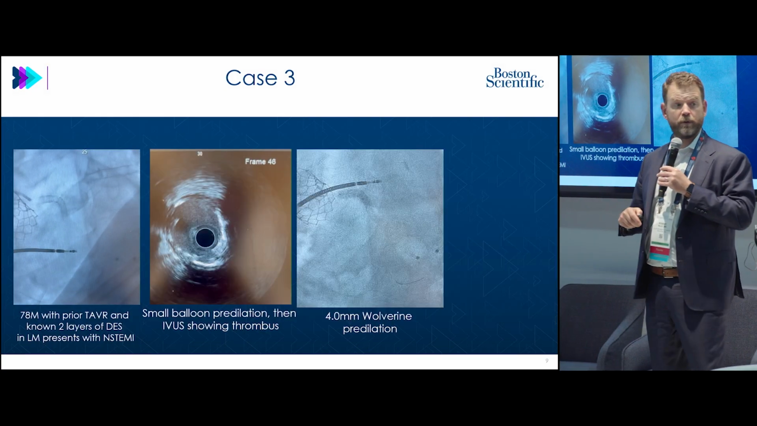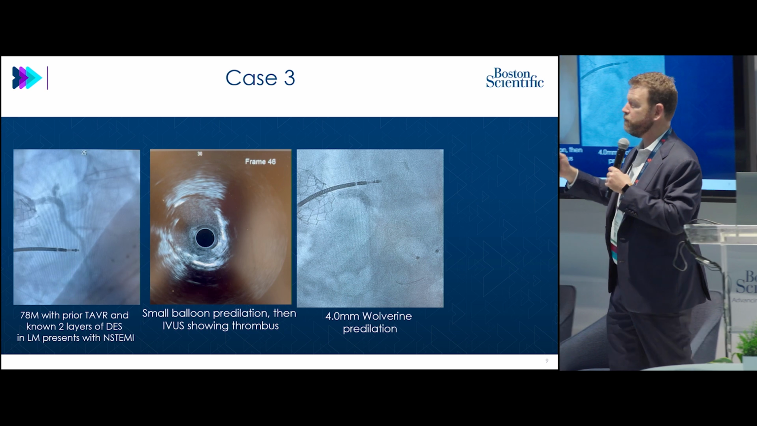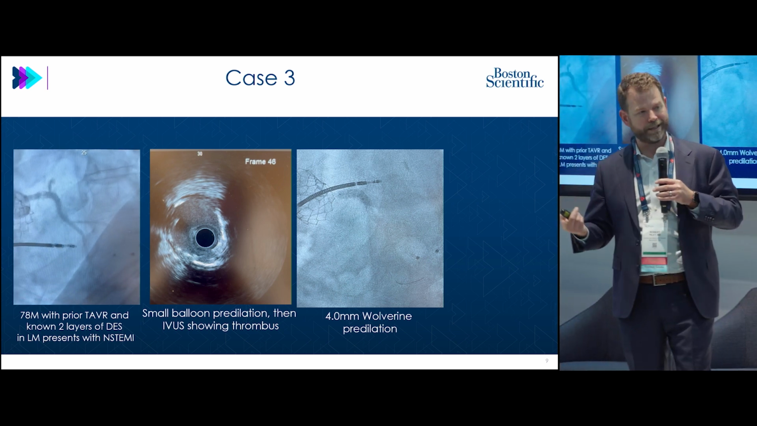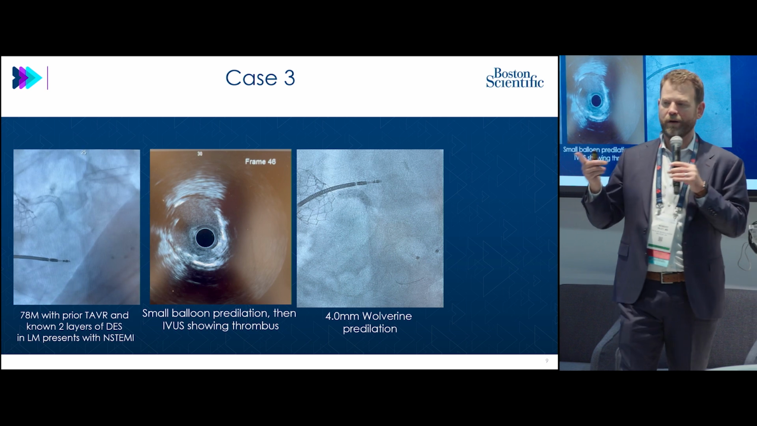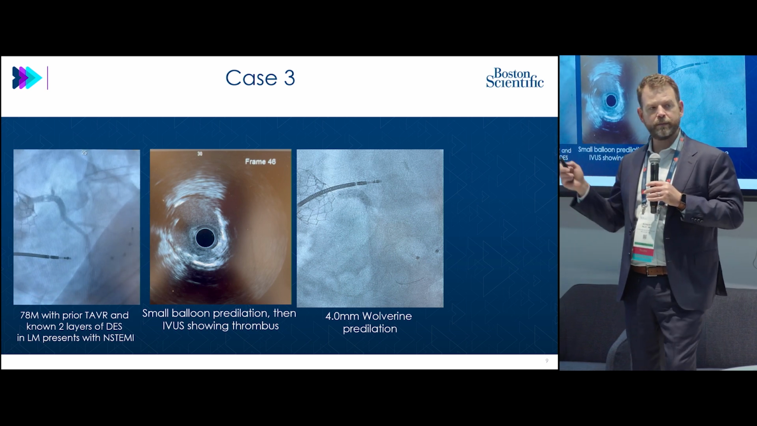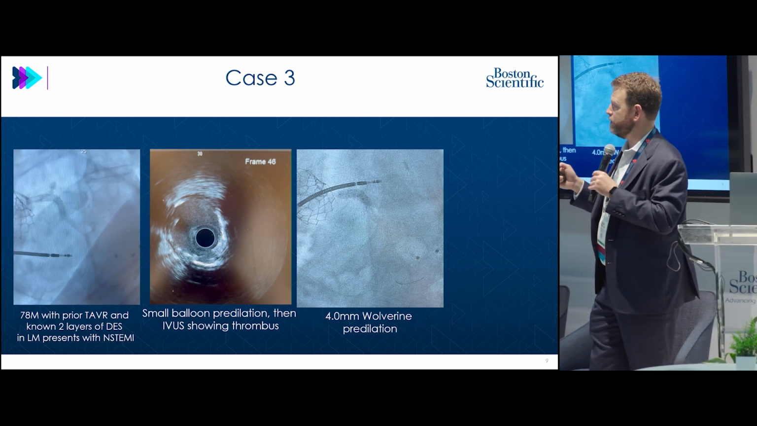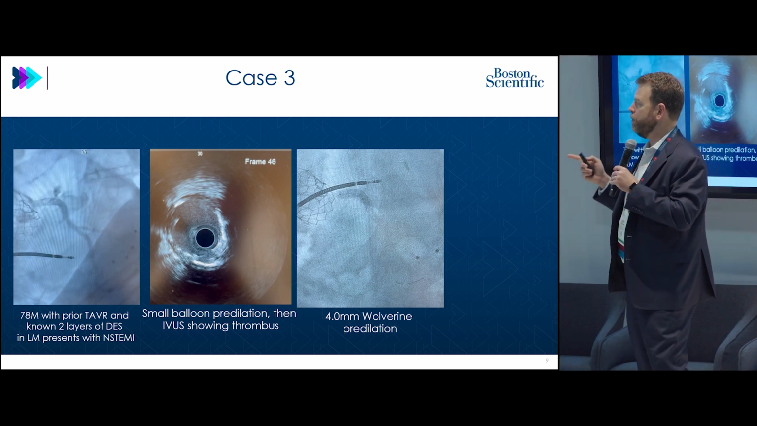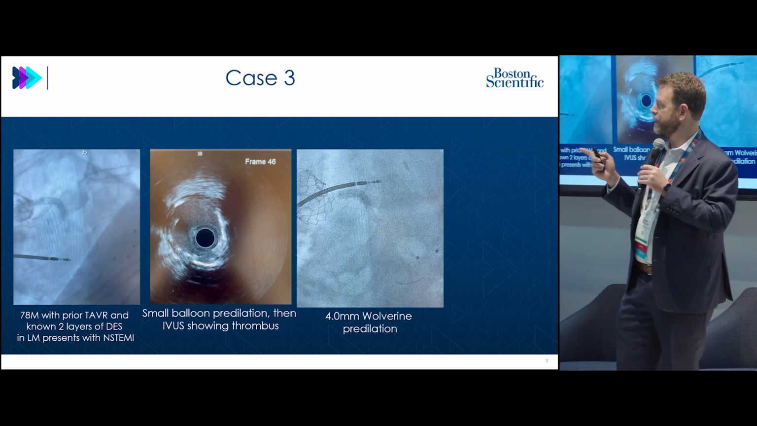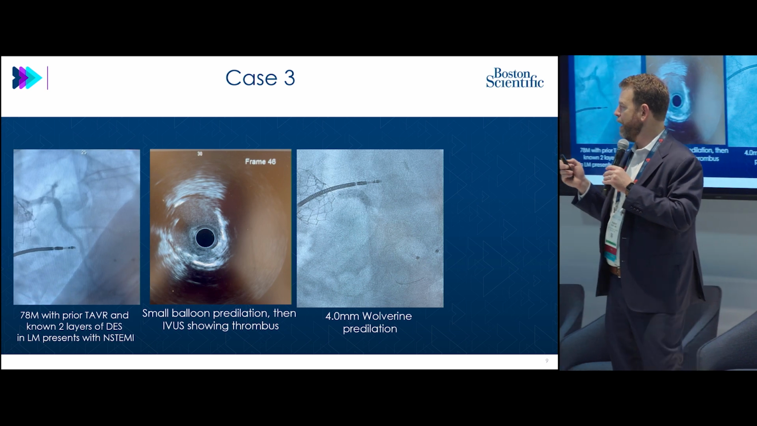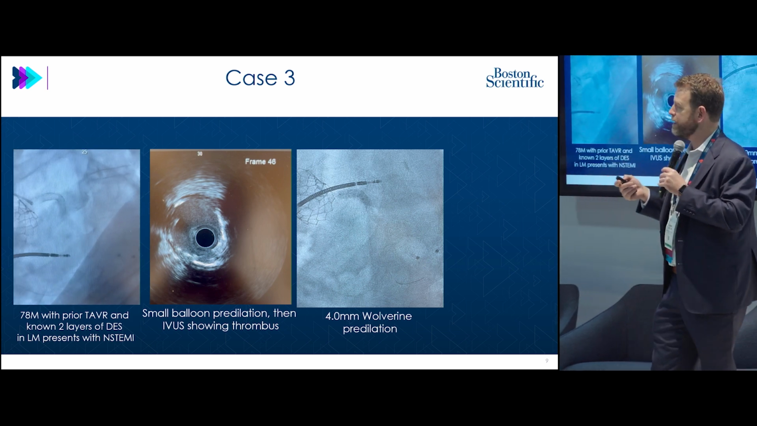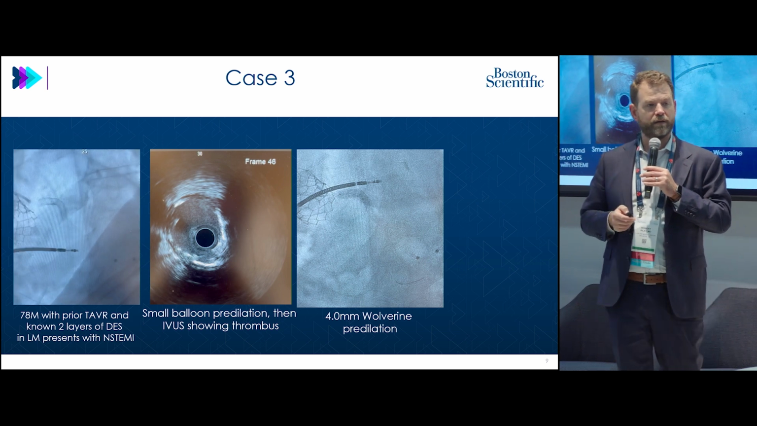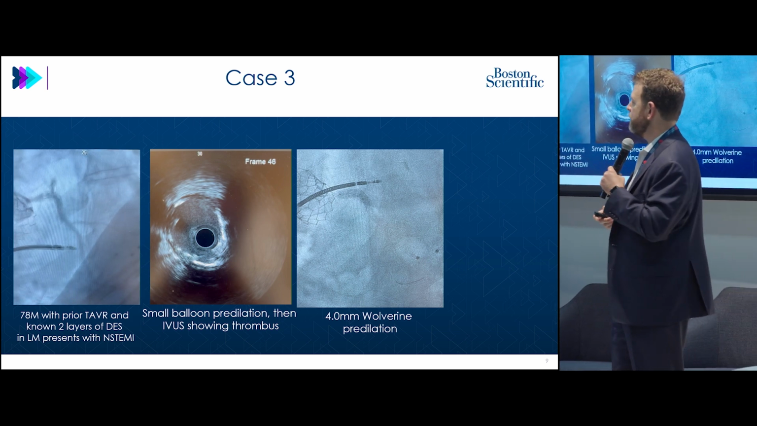Okay, so case number 3. Cases 1 and 2 were stable coronary disease, right? Your person who comes in electively, they're having symptoms, we've got to figure out what's going on and treat them. This is somebody who came in with an acute coronary syndrome. So as you can see here, a 78-year-old gentleman, prior TAVR, known several layers of stent in the left main into circumflex, who comes in with an in-stent restenosis. And you can see the angiogram here shows a really tight lesion in that double layer of stent in the left main going into the circ.